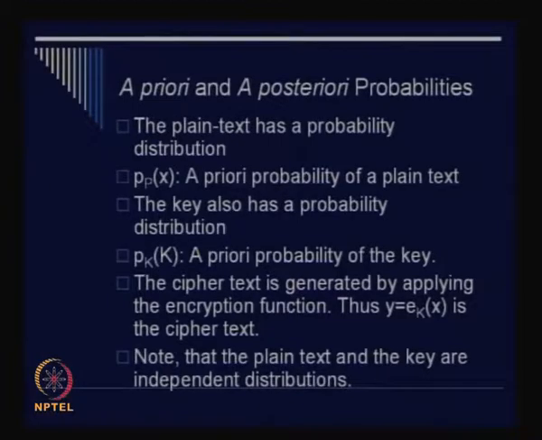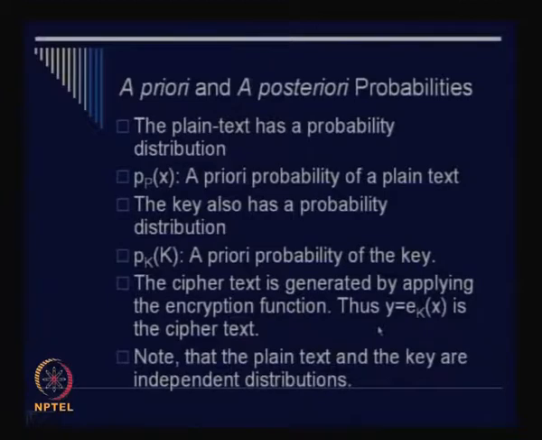If we consider a crypto system where the plain text and the ciphertext both comprise English letters, then the initial probability distribution of the plain text is transformed into a different probability. So there is a probability transformation. Let us consider that PP(x) denotes the a priori probability of the plain text. Similarly, we have PK(k), which denotes the a priori probability of the key. The ciphertext is generated by applying the encryption function.